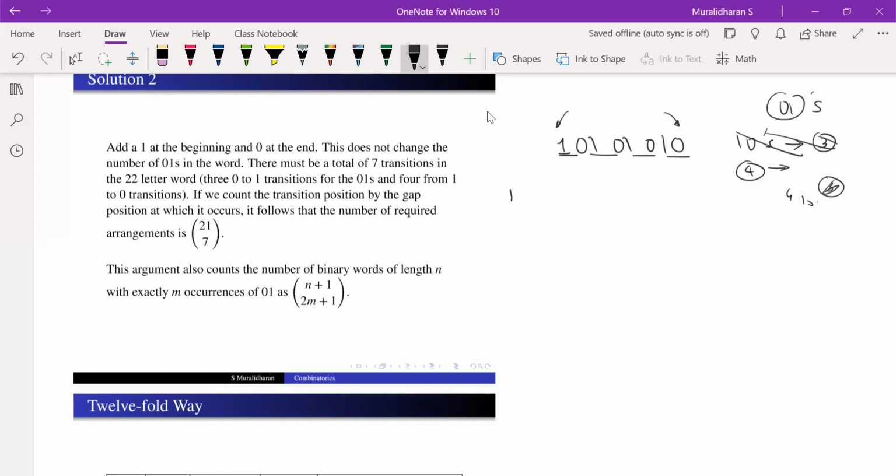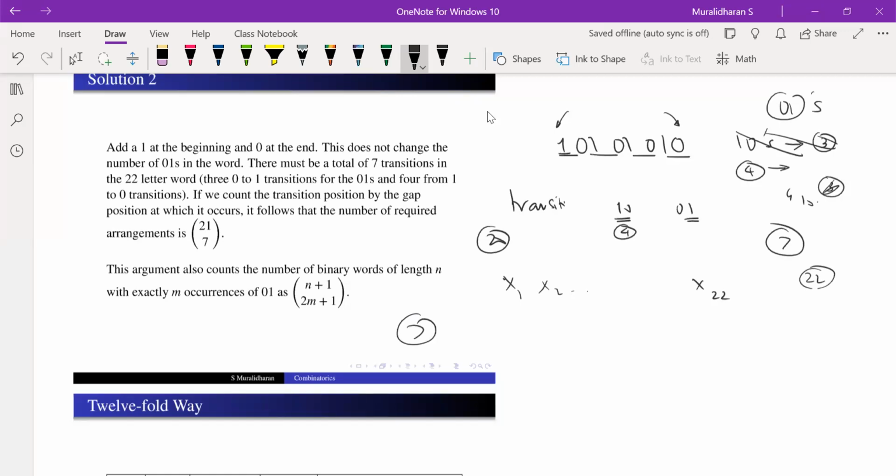So how many transitions will be there? Transition meaning either 1 to 0 or 0 to 1. I have these 4 transitions, and this will be 3. Therefore, there will be a total of 7 transitions. I started with 20 symbols, so I have 22 symbols now, x1, x2, up to x22, after adding the 1 and the 0. Here I should have 7 transitions.